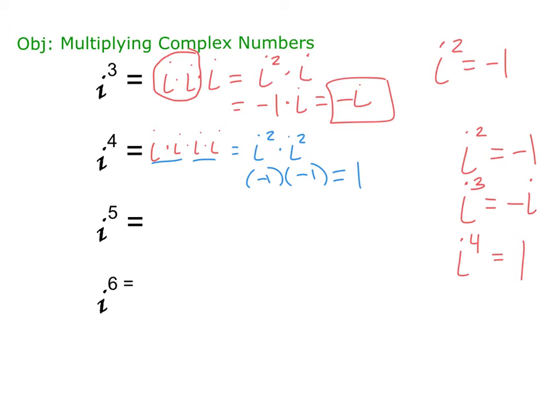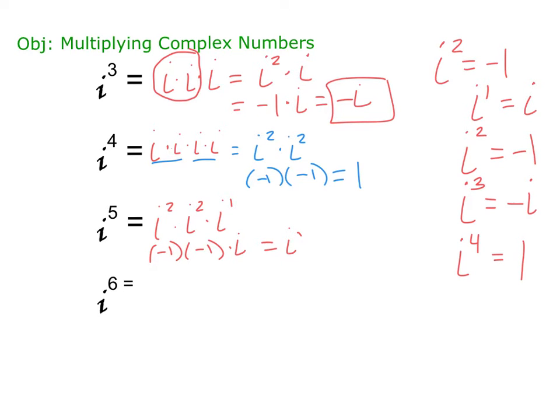i to the fifth. So i to the fifth would be i squared, i squared, i, right? 2 plus 2 plus 1 is 5. So that's negative 1 times negative 1 times i, which is just i. So i to the fifth is actually the same thing as i to the first, right? Because this is the power of 1. i to the first is just i.